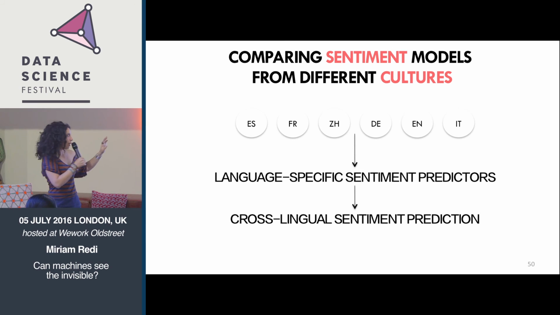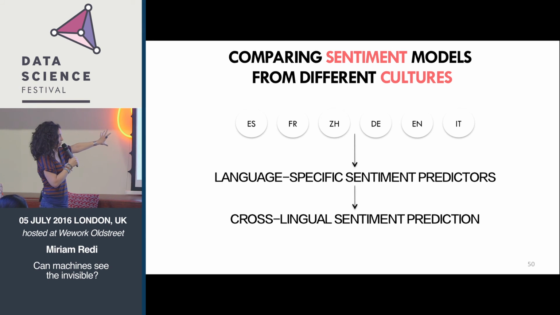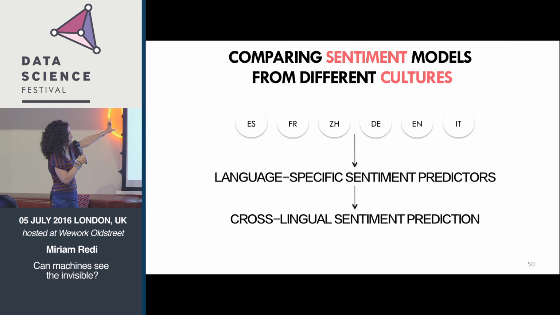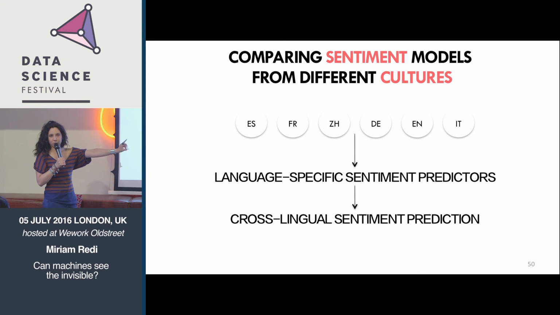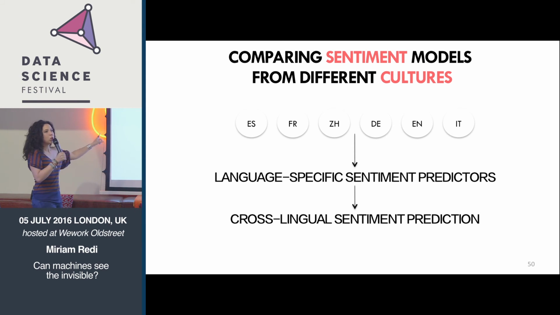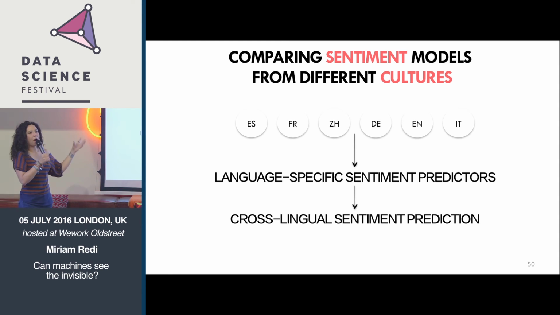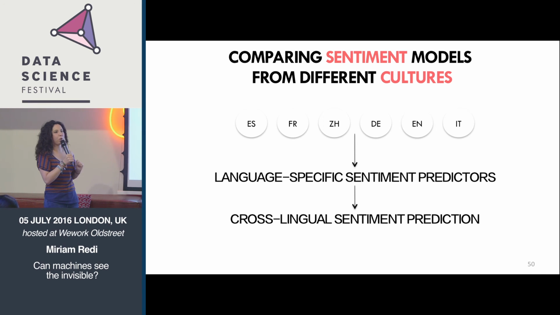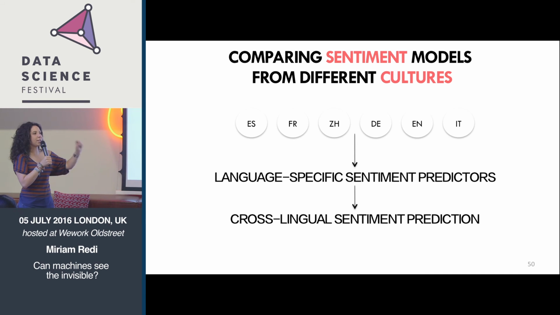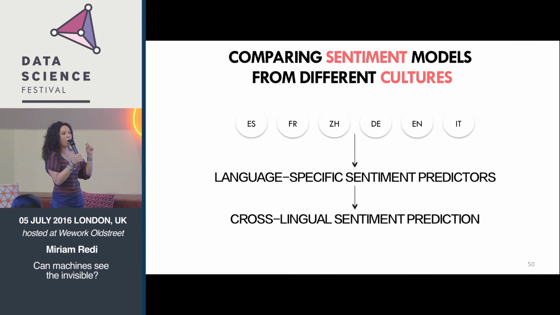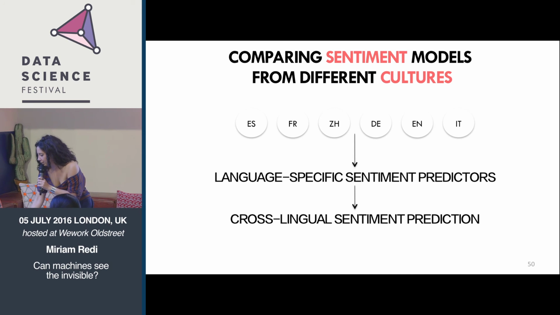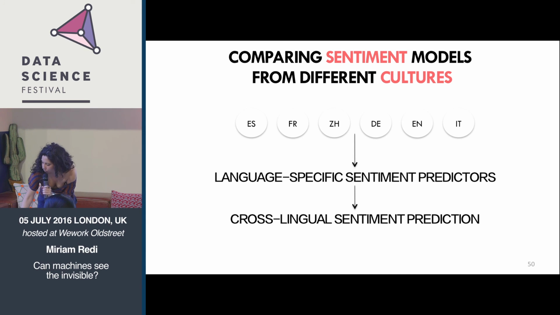So what we do is that we take the 6 biggest languages in our data set, and then for each language we design a language-specific sentiment predictor that is able to assign a positive or negative sentiment to the images of that specific language. Up to now it's a bit boring, but the funny part is when we try to mix these predictors. So for example, I try to predict the sentiment of Italian images using the sentiment detector trained on Chinese images, right?